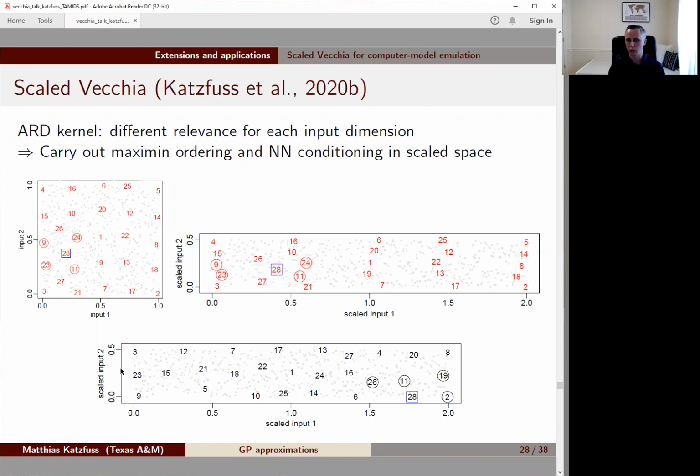So what we do instead, we directly apply Vecchia in the scaled input space, and we get this black solution here, or this black maximum ordering and nearest neighbor conditioning, where now the 28th input is conditioning on what is really the nearest neighbors. So, long story short, all we're doing is applying Vecchia in this scaled space where each input dimension is scaled by its relevance, or by the inverse of its range parameter. If we don't know the range parameter, which is typically the case, we learn it iteratively and update this scaling as we go through an iterative parameter estimation procedure based on Fisher scoring.